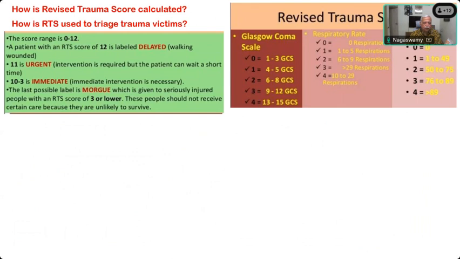So anybody with a 12, you can make them wait. If anybody is below 3, again you can ignore them, because whatever you do, you are not going to succeed in reviving them. So you must pay attention mainly to patients having a score of 3 to 11. That is the triaging method.